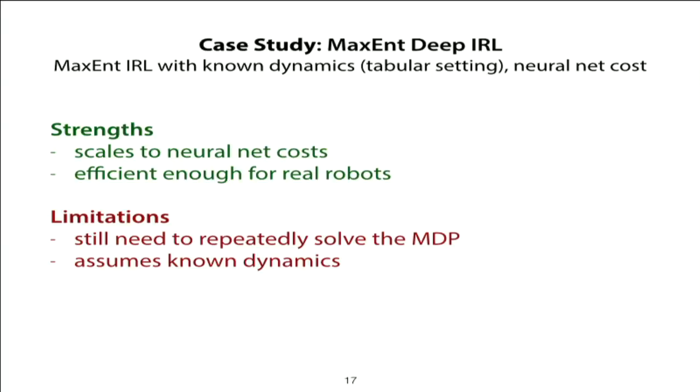But if you're in a setting like robotic manipulation, or other settings where you have contacts and it's harder to have this dynamics model, then that's going to be a severe limitation.